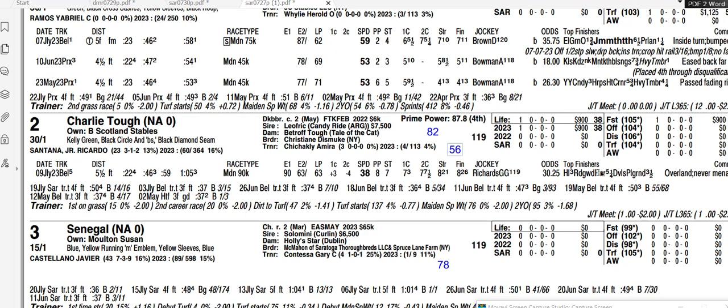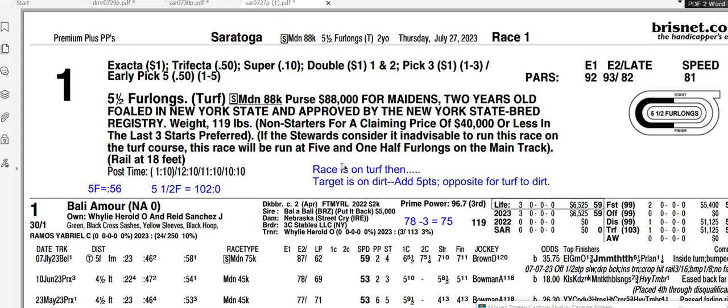Okay, if I had to subtract or add, I would just do it to that. So I add points and subtract points for two things. The surface, that's a 5-point adjustment, turf. And I'm comparing, let's say, a turf race to today's dirt. I'm going to subtract 5, or I'm going to add 5 to the turf number.